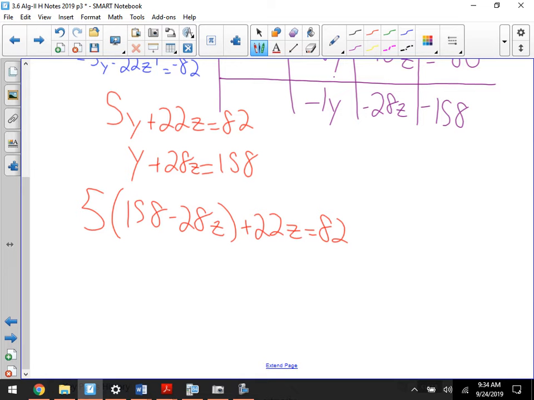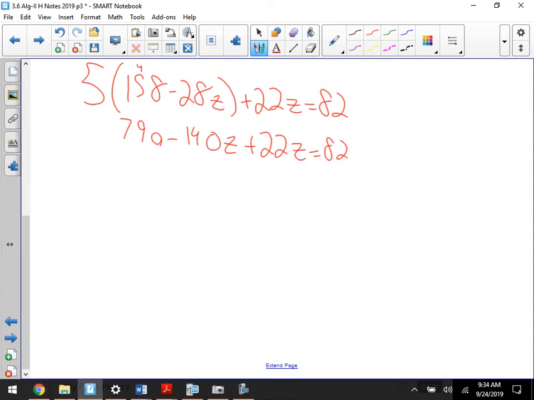Distribute in, you get a 4, 9, so 0, 4, 25, 29, 790. 0, 140. Negative 140 and a positive 22 is a negative 118. 790 over gives me a negative 708, I believe. Yes.